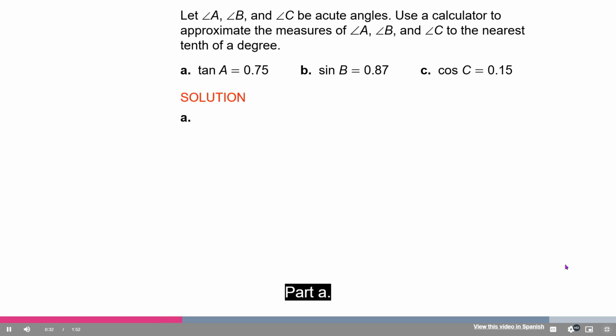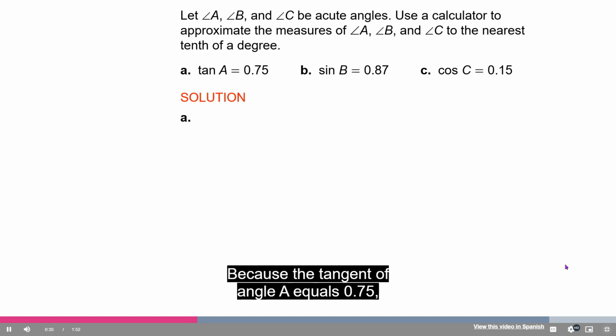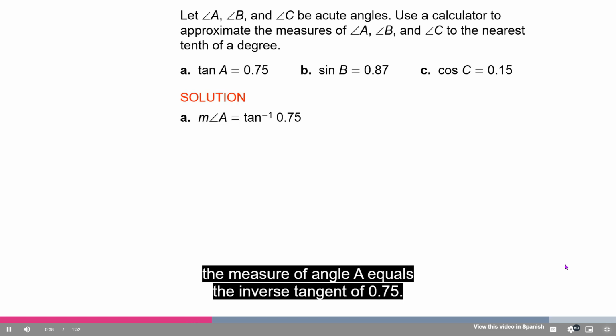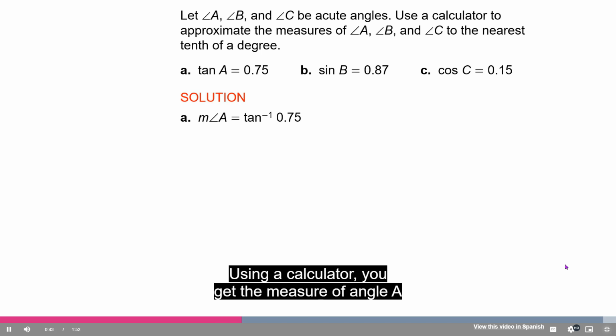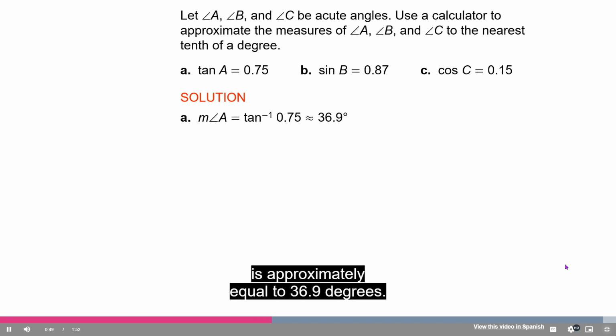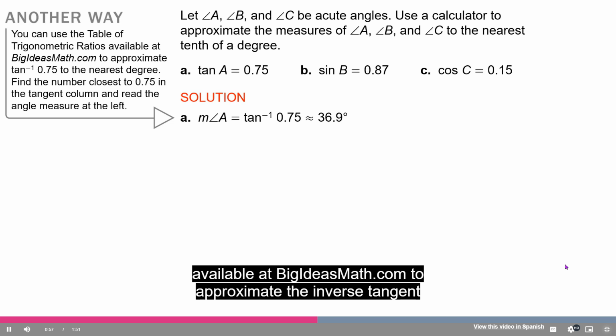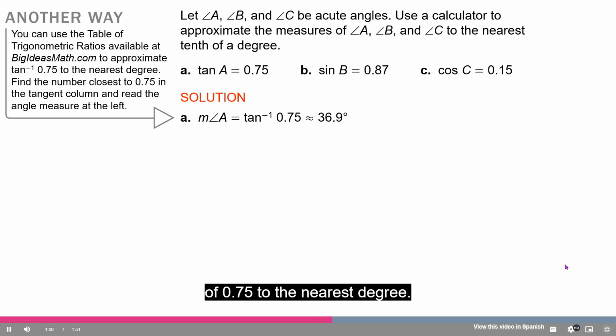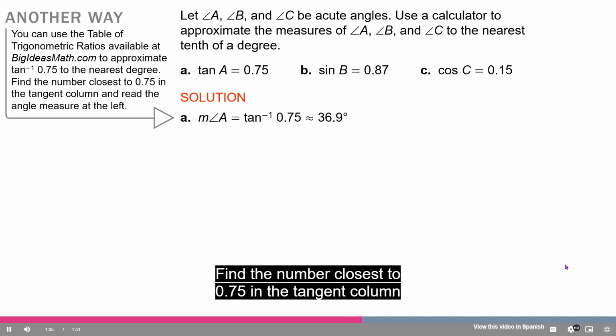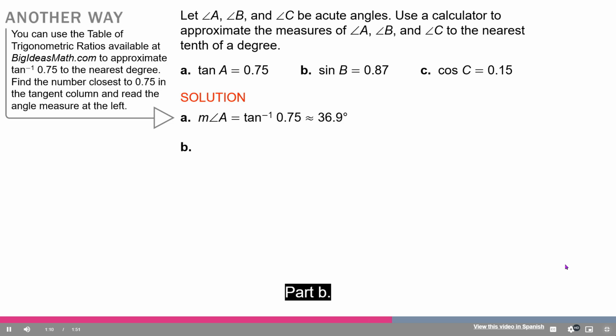Solution. Part A. Because the tangent of angle A equals 75 hundredths, the measure of angle A equals the inverse tangent of 75 hundredths. Using a calculator, you get the measure of angle A is approximately equal to 36.9 degrees. You can use the table of trigonometric ratios available at bigideasmath.com to approximate the inverse tangent of 75 hundredths to the nearest degree. Find the number closest to 75 hundredths in the tangent column and read the angle measure at the left.